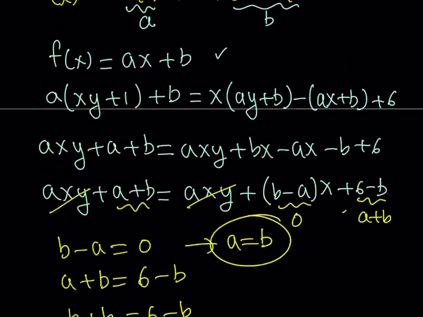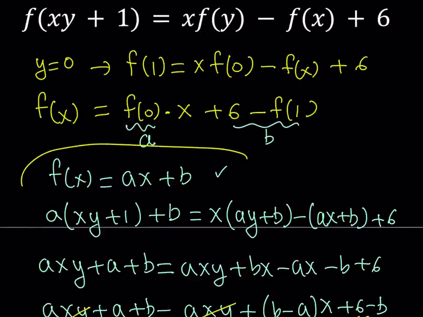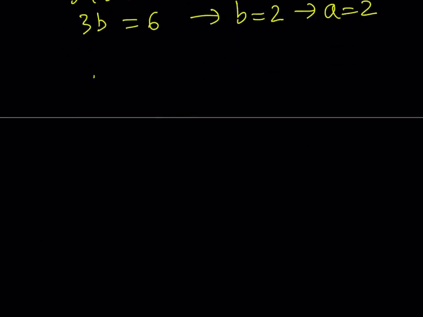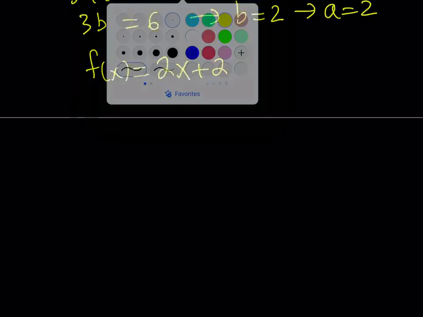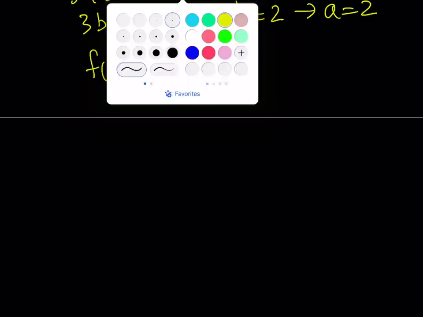But our assumption was, if you remember, that f of x is in this form, ax plus b. Therefore, f of x is going to be 2x plus 2. And that is going to be the only solution to this equation.